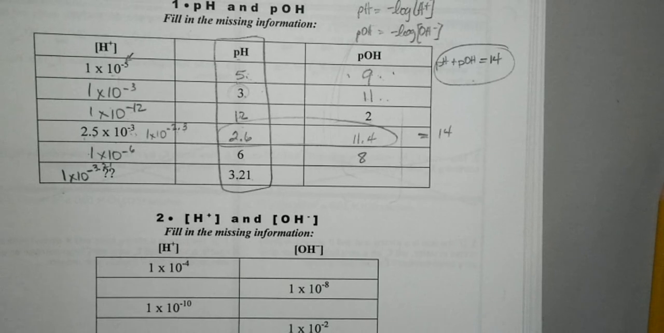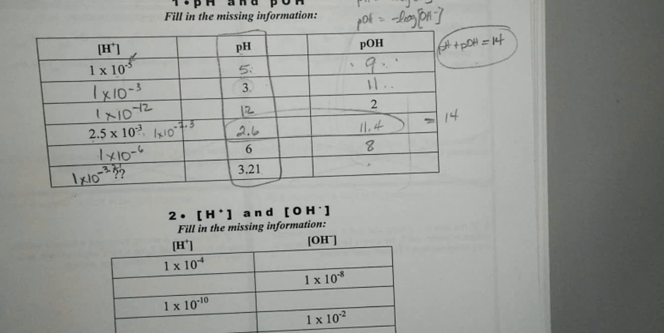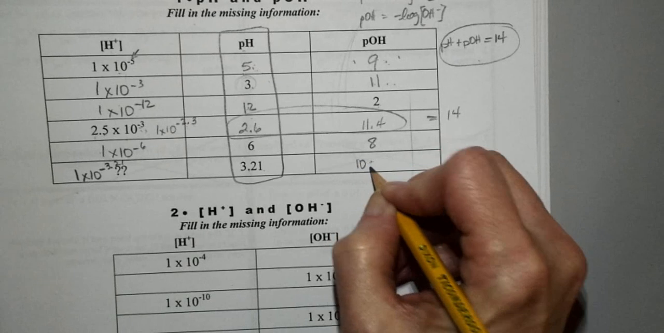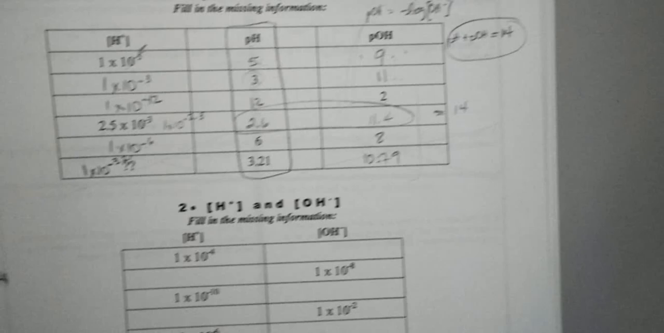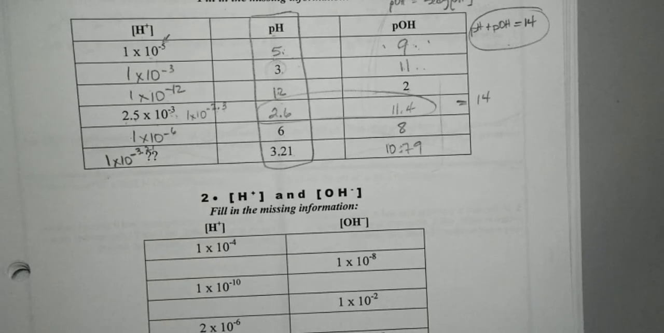So do the easy one first. What's our pOH going to be? What is it? I'm sorry? 10.79. And then when I pop this in, and I'm sorry, my brain's gone dead here for a second. I have to play with this a little bit. So it'd be 1 times 10 caret 3.21. Oh, it should be negative 3.21.